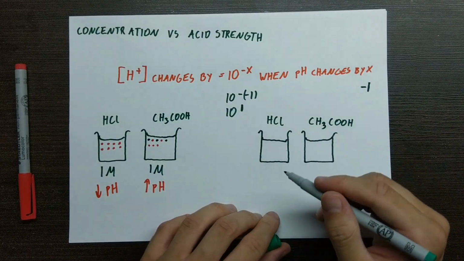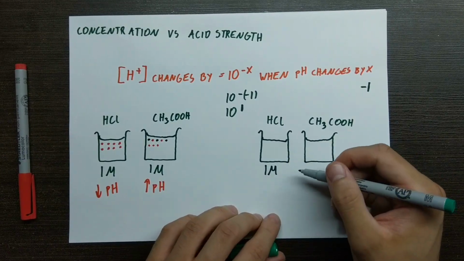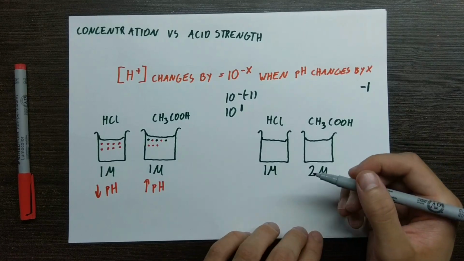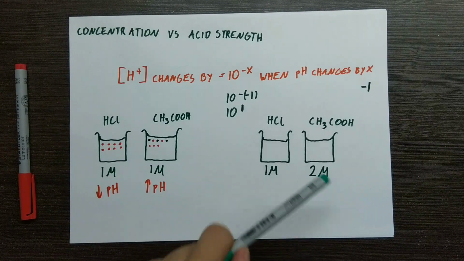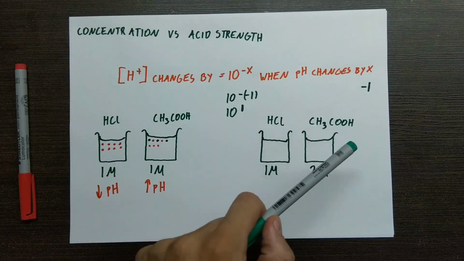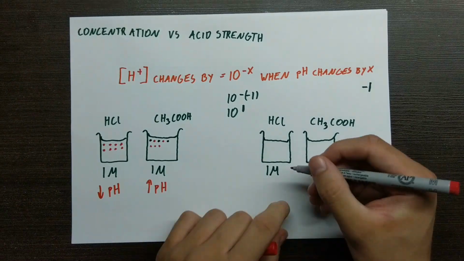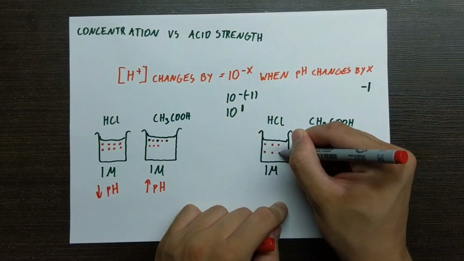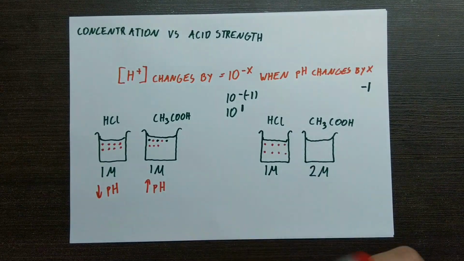However, we have 1 molar HCl. However, here we have 2 molar ethanoic acid. So we have higher concentration of ethanoic acid compared to hydrochloric acid. And what happens here? So here we have exact same situation, 8 molecules like so. And they're all red because they have split into their corresponding ions, giving us protons.